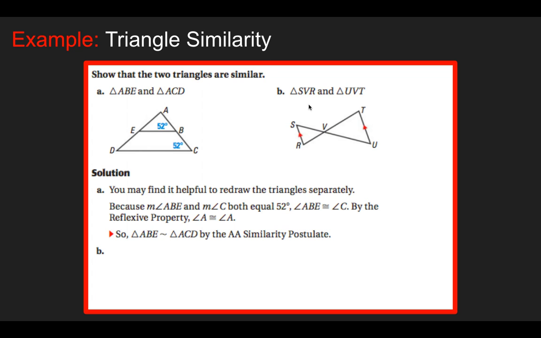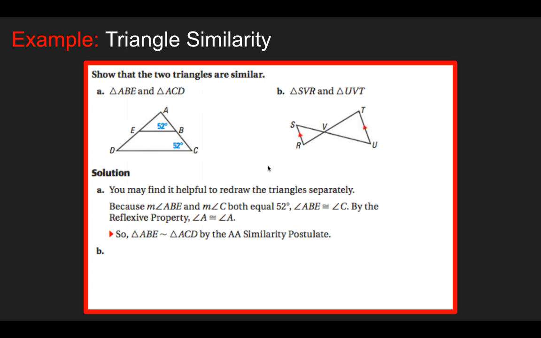Now let's look at triangles SVR and UVT. Again, we're looking for angles that are congruent to each other in order to be able to say the triangles are similar to each other. And notice that SR is parallel to TU. That's going to be important when we start looking for congruent angles. The easy one that I see is that angles SVR and UVT are vertical angles. Therefore, they have to be congruent to each other.